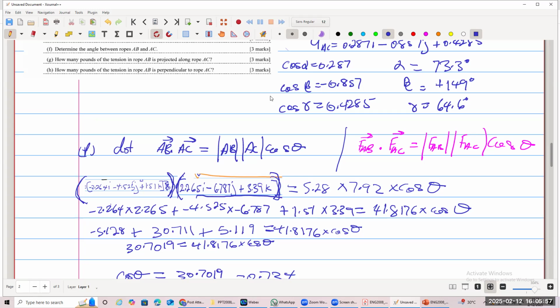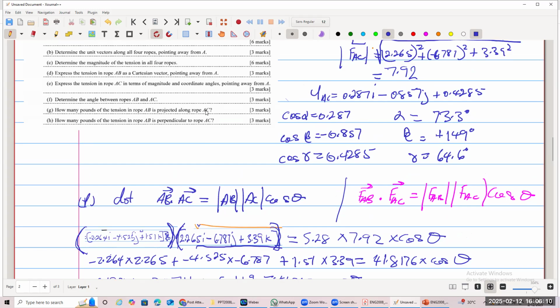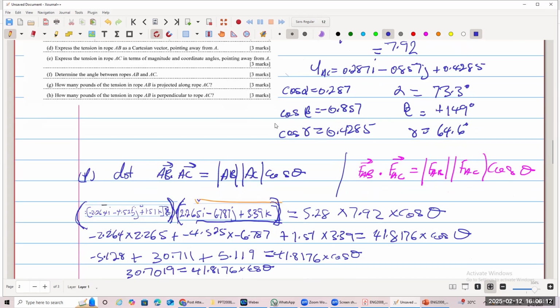All right, so the next part of the question, which our time has gone, says: how many pounds of tension in rope AG is projected along AC? Who knows how to do the projection of forces? How do you get the projection?